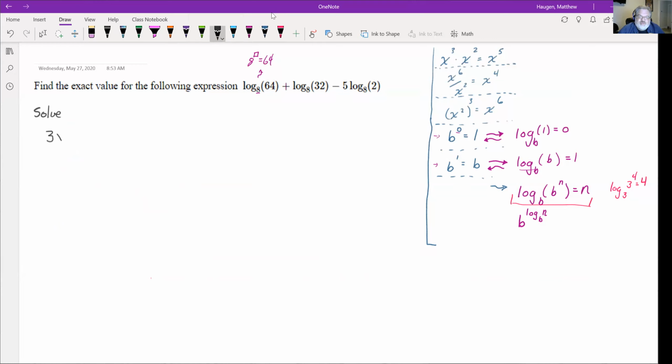Solve 3x plus 4 equals 8. What do you do to solve that?